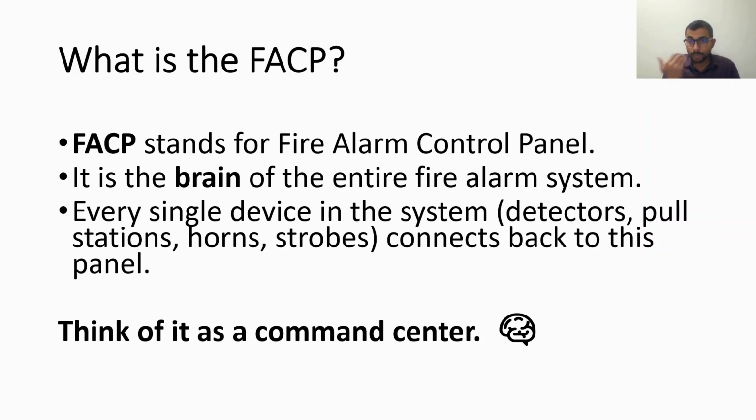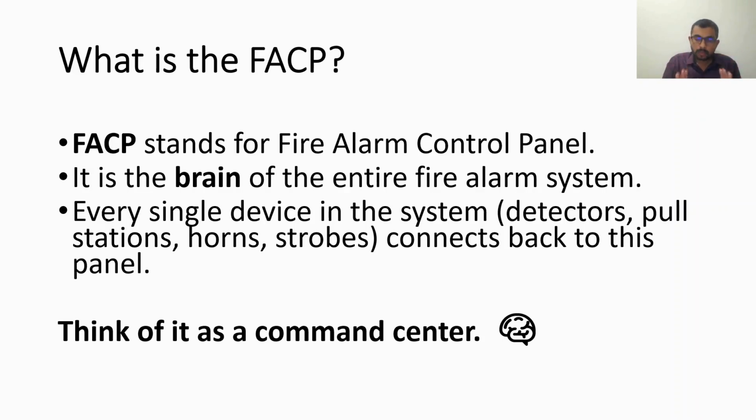Okay. Now when I say fire alarm system, it consists of the FACP, that is Fire Alarm Control Panel, and then it has several devices that are connected back to the FACP. By several devices, I mean it includes the smoke detectors, the manual pull stations, the sounders, the strobes, the horns, etc. All these devices will be connected back to the fire alarm control panel. So a fire alarm control panel is basically like a command center.